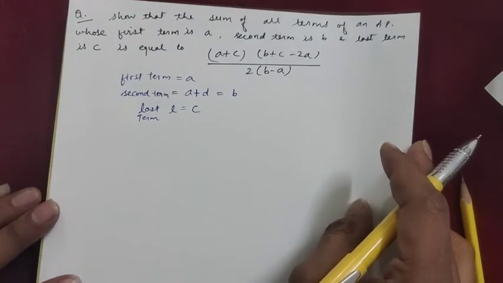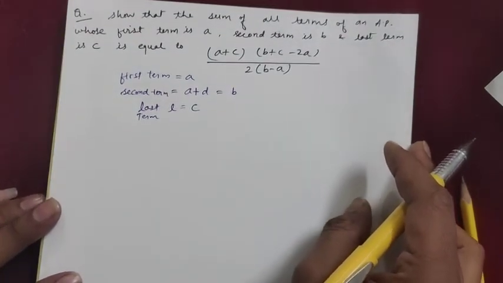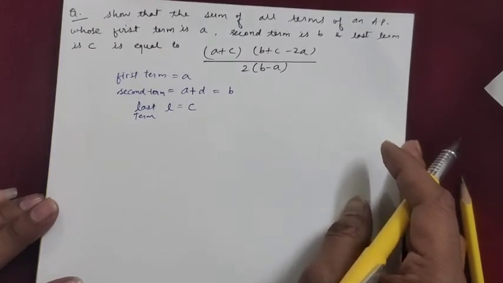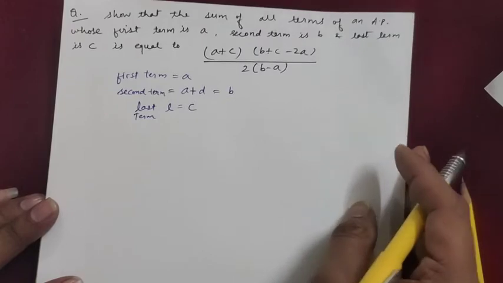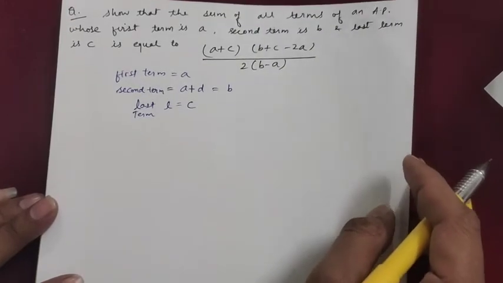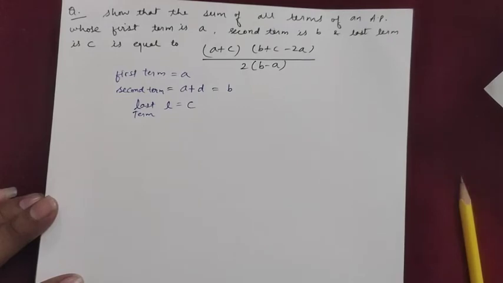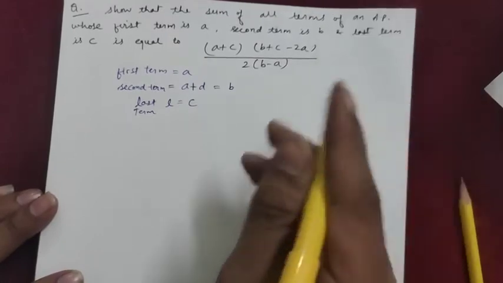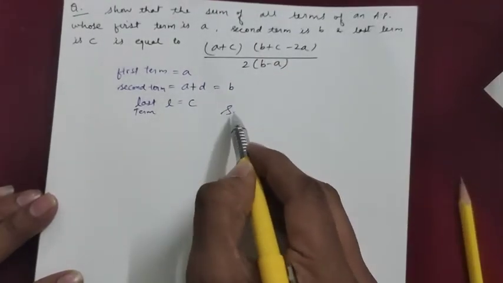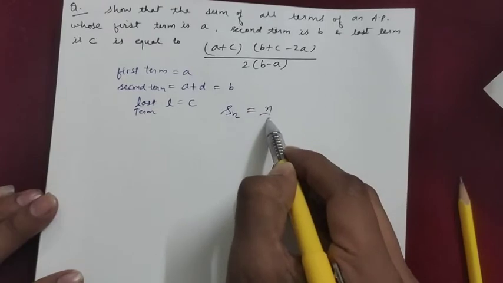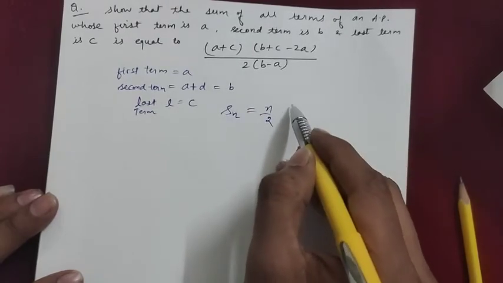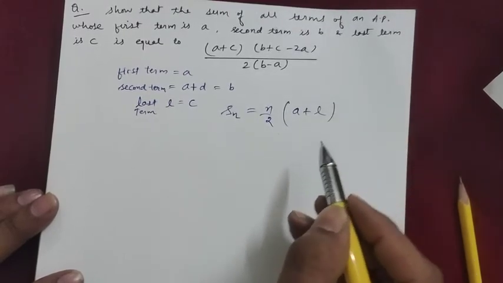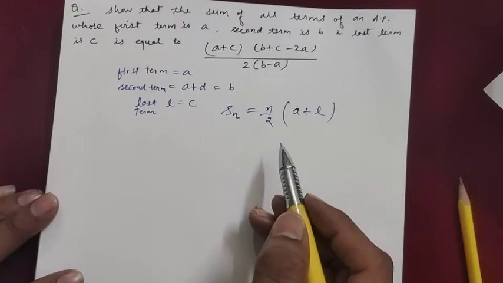So we are asked to find the sum of all the terms, but we actually don't know how many terms are there in this question. So do one thing, let us suppose that there are n terms. So the sum of n terms, Sn, is equal to n by 2 into (A plus L), right?